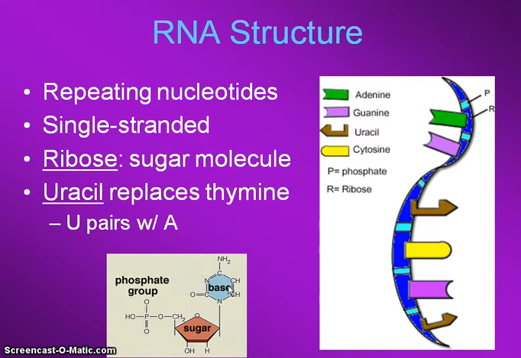But instead of being a double helix like DNA is, it will be single-stranded, and its sugar molecule will be ribose instead of deoxyribose. Finally, the bases are a little bit different. Instead of thymine, there will be uracil. So A normally pairs with T. In RNA, you're going to have A pairing with U. So our four bases are adenine, guanine, uracil, and cytosine. And G and C will still bind to each other, and A and U will bond to each other.